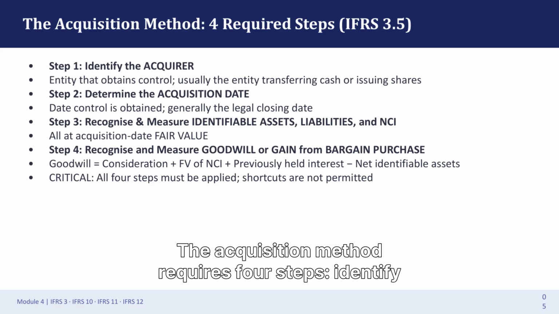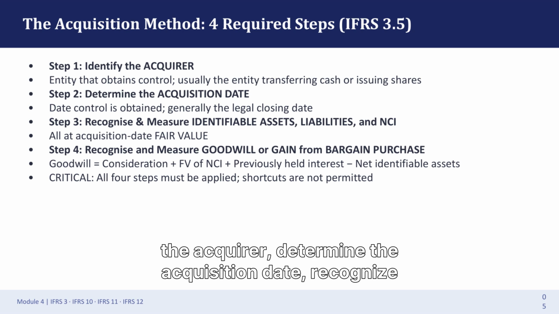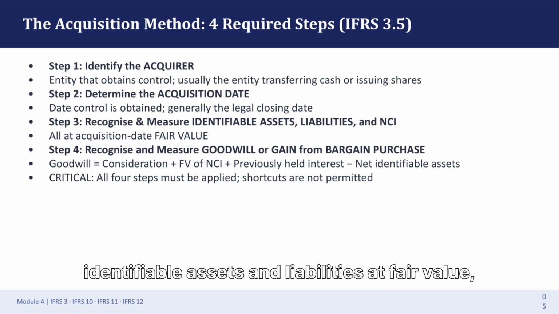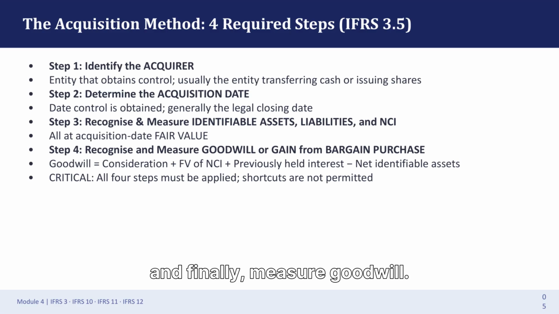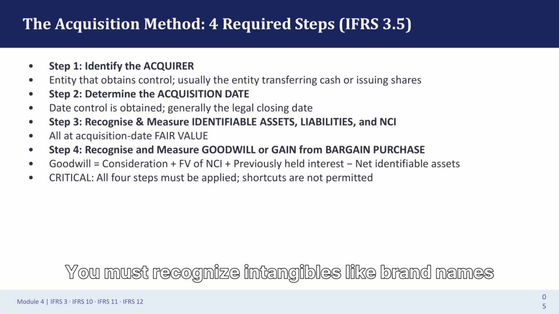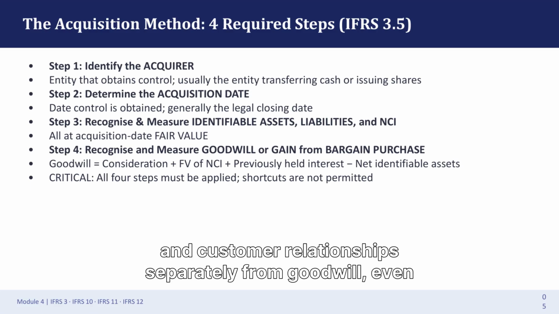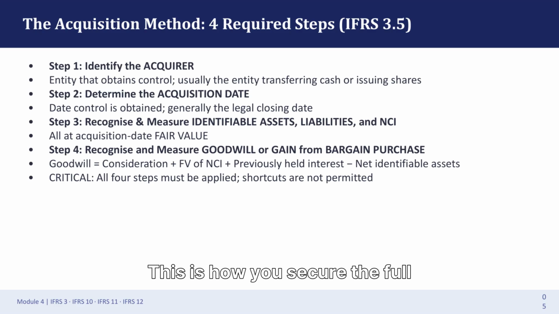The acquisition method requires 4 steps. Identify the acquirer. Determine the acquisition date. Recognize identifiable assets and liabilities at fair value. And finally, measure goodwill. You must recognize intangibles like brand names and customer relationships separately from goodwill, even if the acquiree didn't. This is how you secure the full value of the mission.